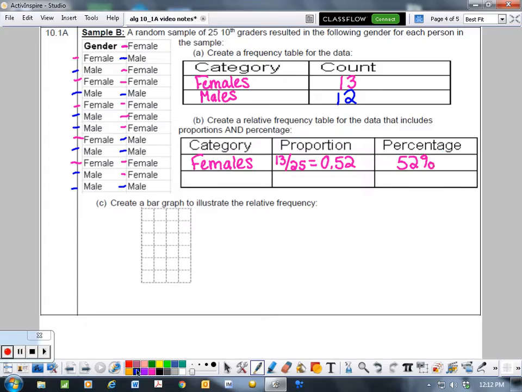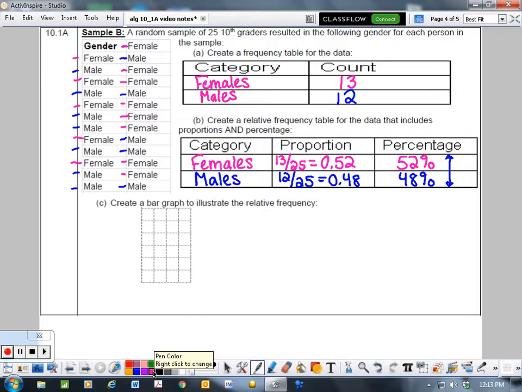And then we can go to males, and this would be 12 out of 25. So then we do 12 divided by 25, which would be 0.48, which is 48%. And that makes sense because together our percentages add up to 100%, which is 100% of the people in our sample. So now we're going to go to our graph.